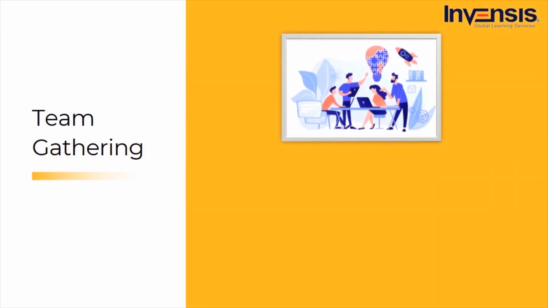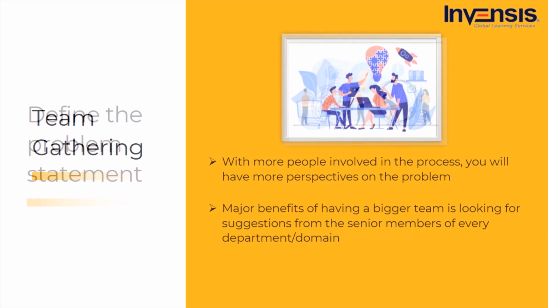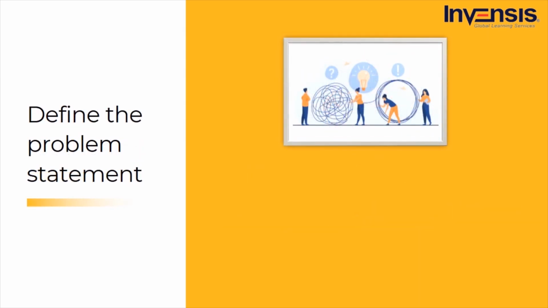First, team gathering. If you want to figure out the root cause of the issue, then using the fishbone diagram is the best way. With more people involved in the process, you will have more perspectives on the problem. One of the major benefits of having a bigger team is looking for suggestions from the senior members of every department or domain.